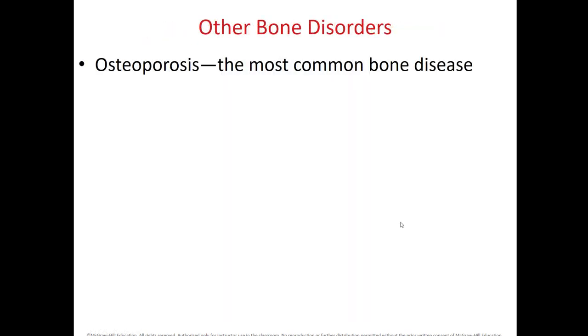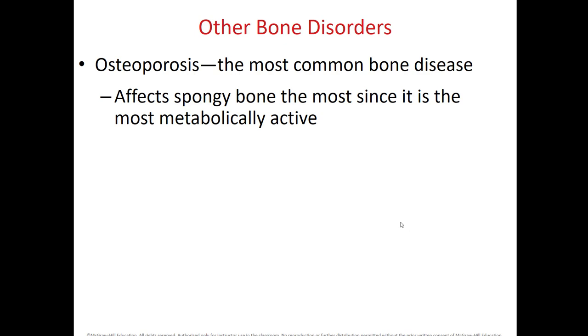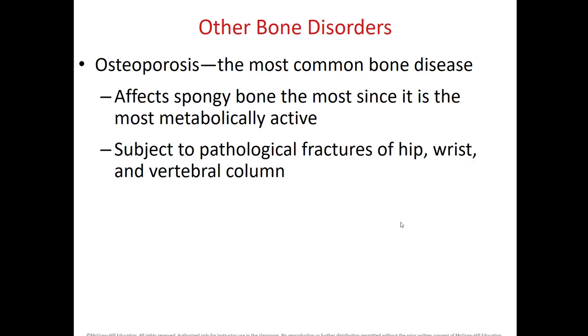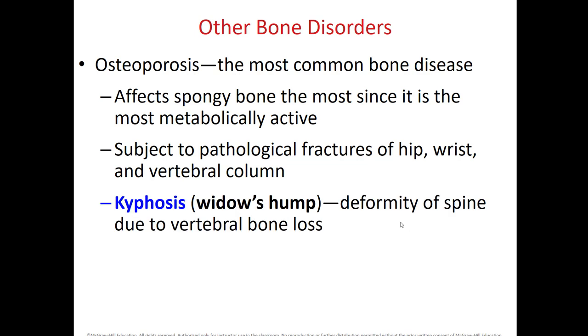Osteoporosis is the most common bone disease. It affects mostly spongy bone. The areas are going to be mostly the hip, the wrist, and the vertebral column. In the vertebral column, you see that the spongy bone inside the vertebra collapses. There's not enough calcium. It is very weak. And so this can start to deform your spine. You can develop kyphosis, which is an exaggerated thoracic curve to your spine.